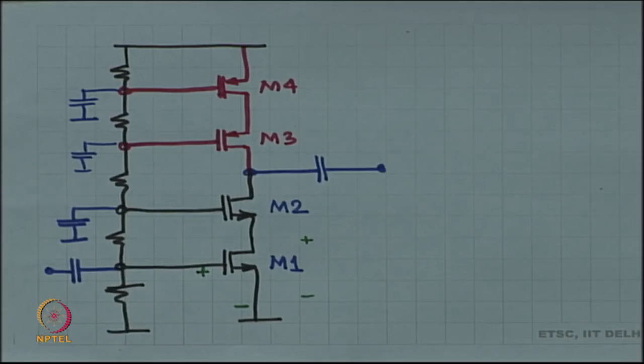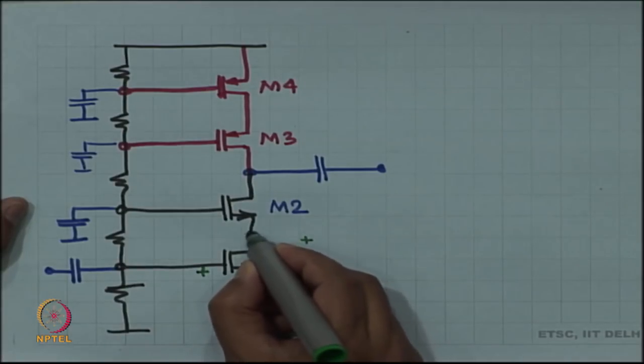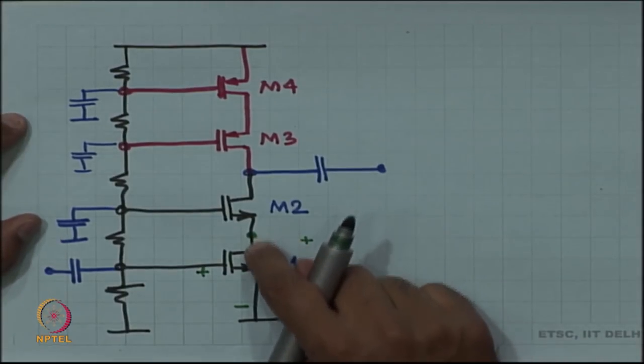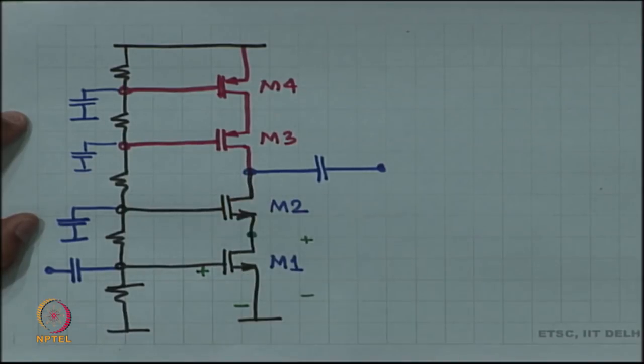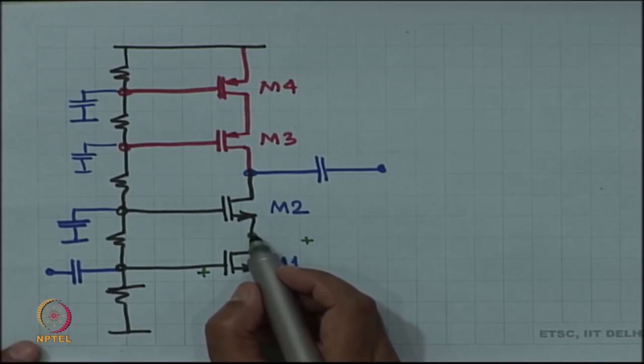Now, let us understand one more thing. The impedance looking into this node is low, right, because on one hand you see M1, the drain of M1, on the other side you see the source of M2, and looking into the source of M2, the impedance is low. Now, if the impedance is low, then automatically that means that the amplitude of the signal at this node is not going to be very high. Do you agree with that?